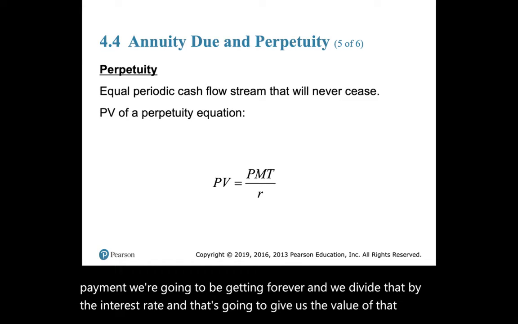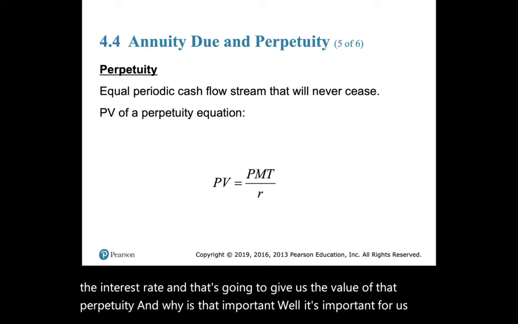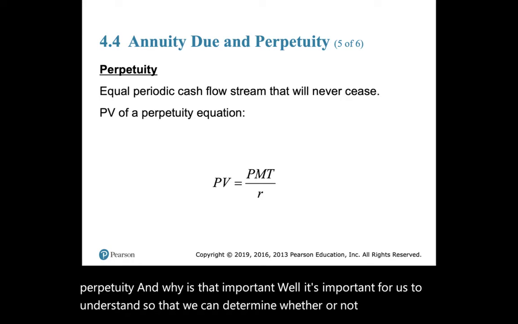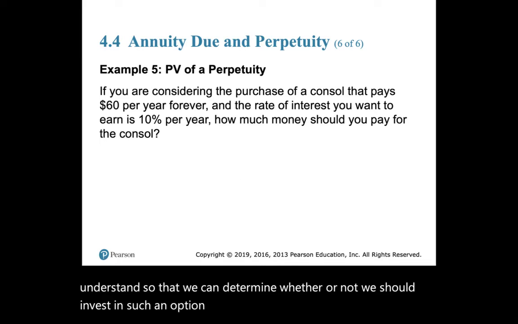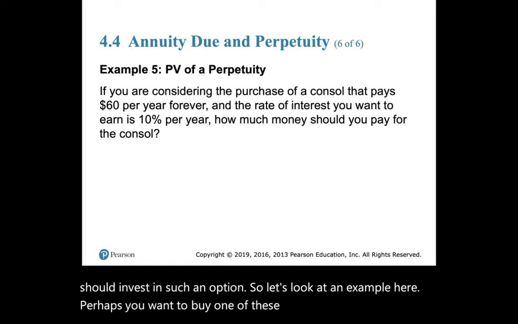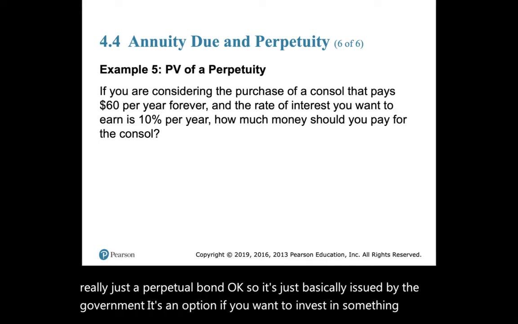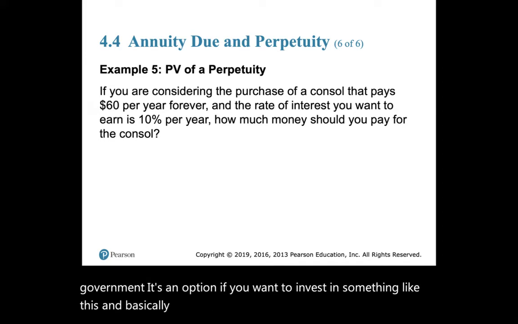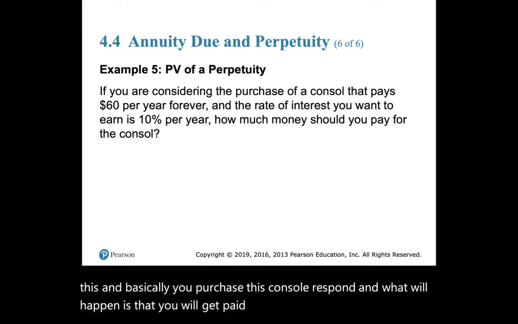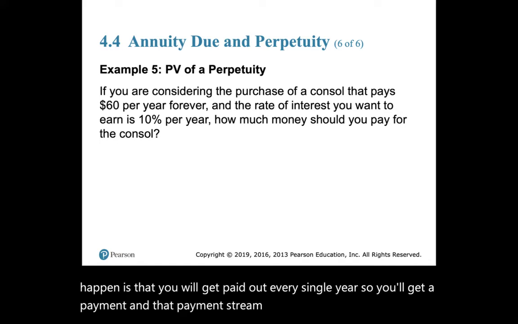And why is that important? It's important for us to understand so that we can determine whether or not we should invest in such an option. Let's look at an example. Perhaps you want to buy one of these perpetuities. A consol is really just a perpetual bond, basically issued by the government. You purchase this consol, or this bond, and you will get paid every single year. That payment stream is a perpetuity, so it goes on forever.